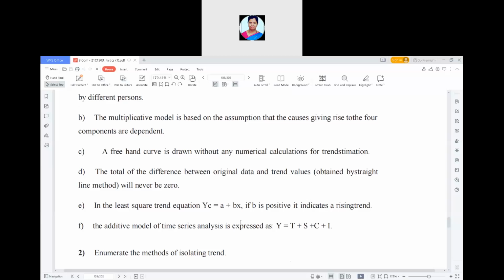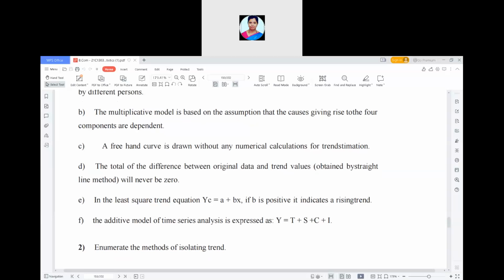In the least square method, the trend value is the trend equation Yc equals a plus bx. So if b is positive, it indicates the rising trend. So the last is question F. The additive model of a time series analysis is expressed as Y equals T plus S plus C plus I. So we have to state whether this is true or false.